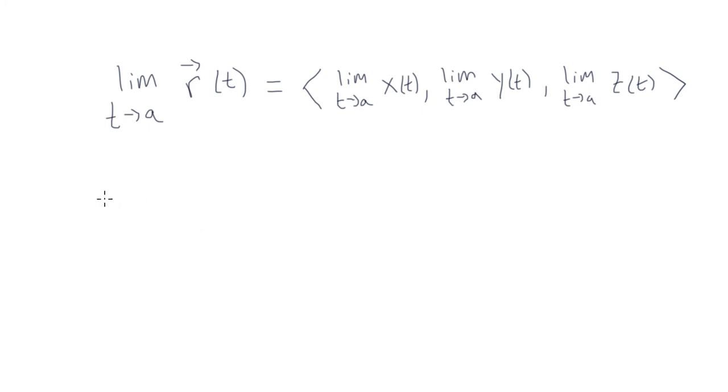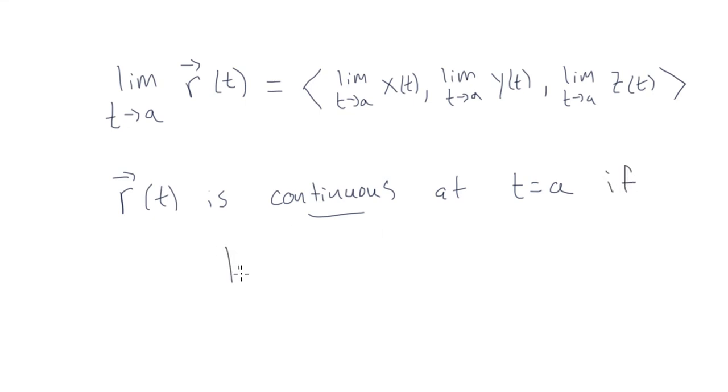And similarly, we can define continuity this way. We can say that r of t is continuous at a t value, so at t equals a, if the limit as t approaches a of our vector valued function is equal to just the vector that you get when you evaluate at a.